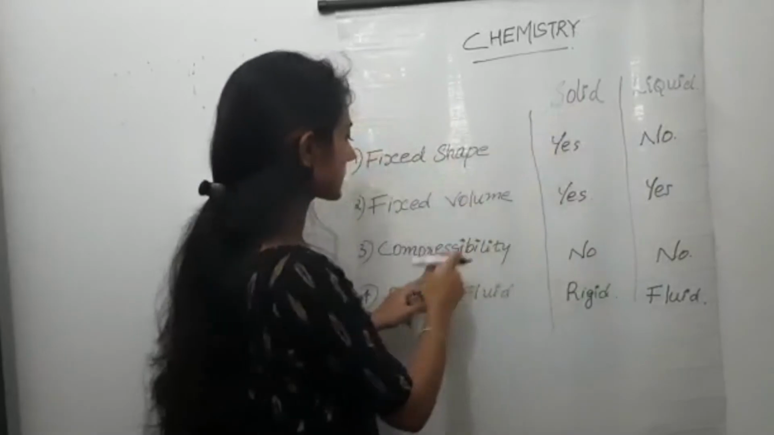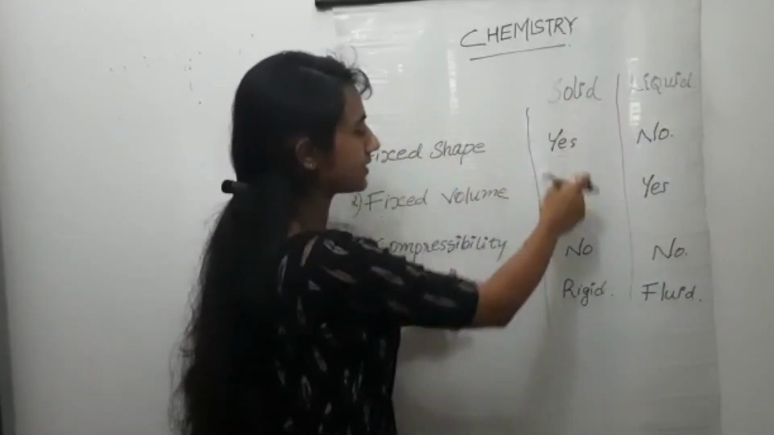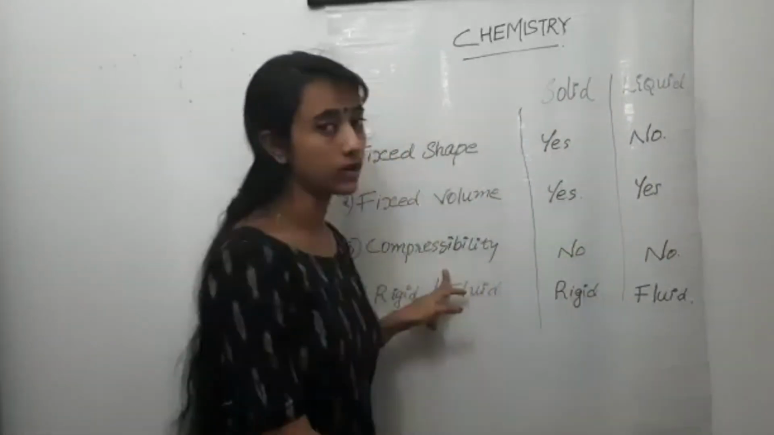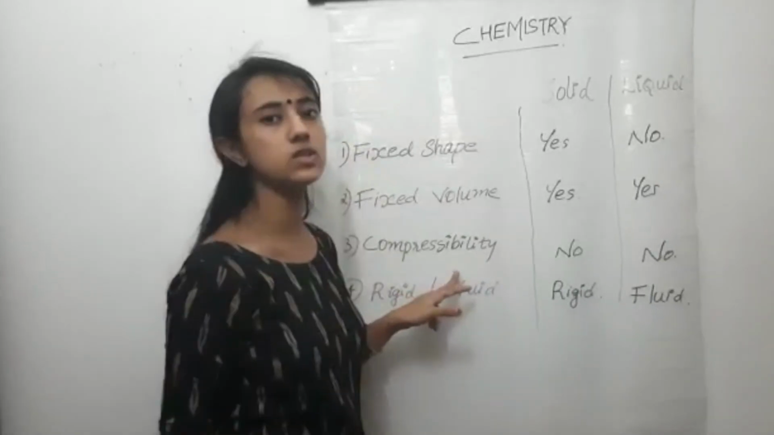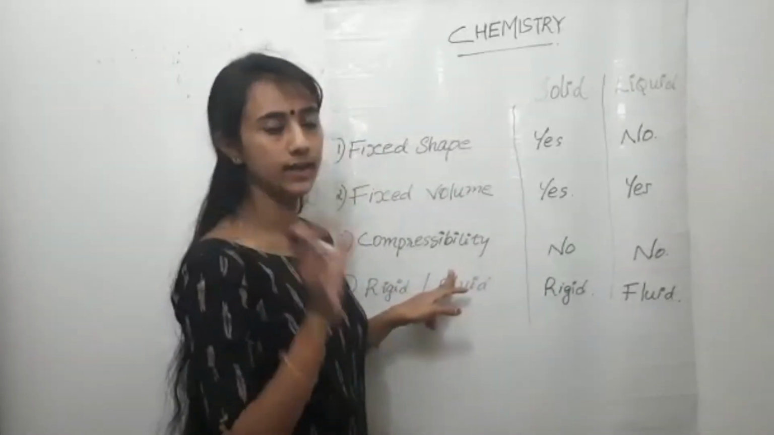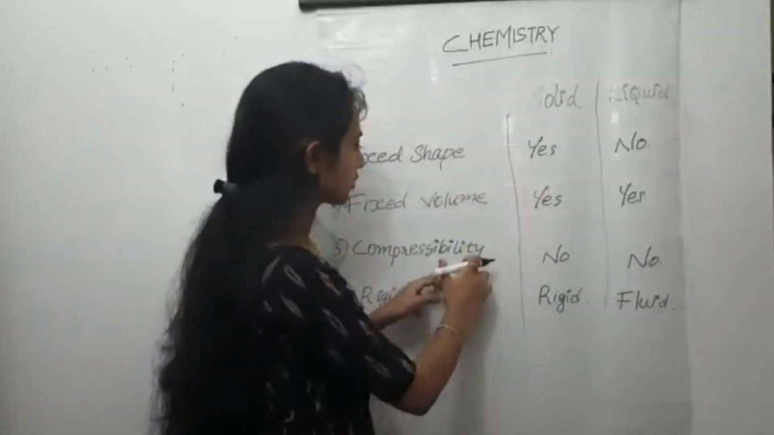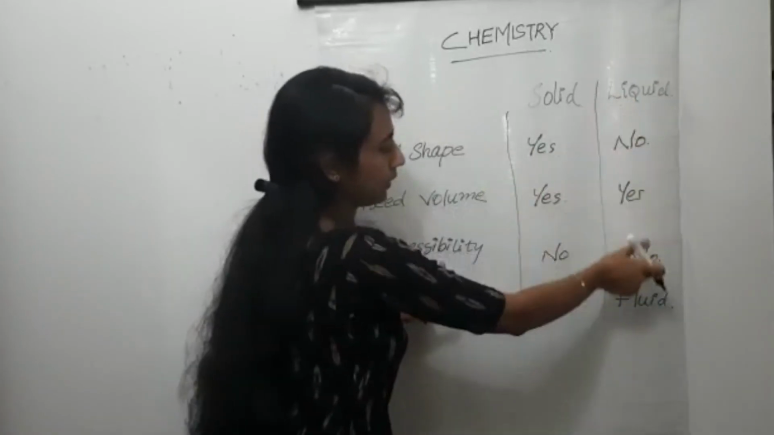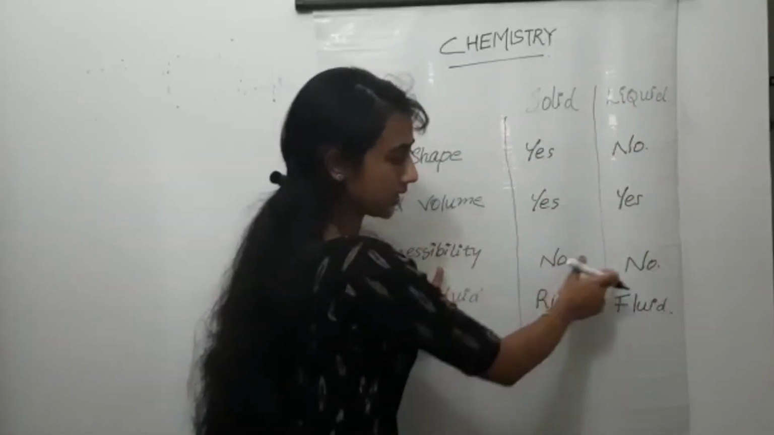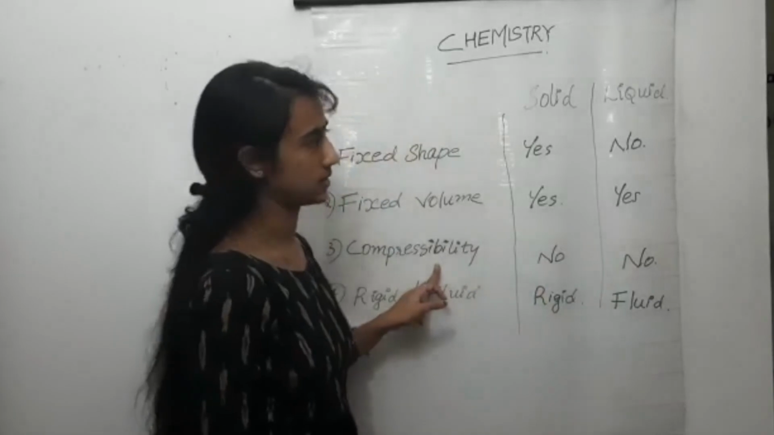And the next one is compressibility. Solids are incompressible. They are not compressible because I can't change the shape of a solid. So it is incompressible. And liquids are also incompressible. So they are not compressible.